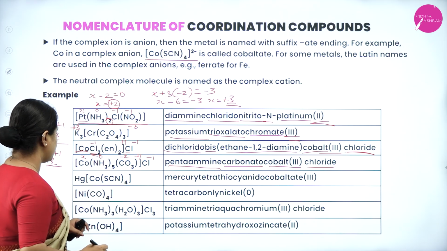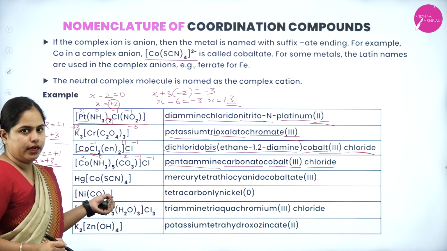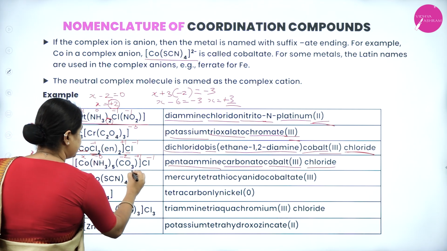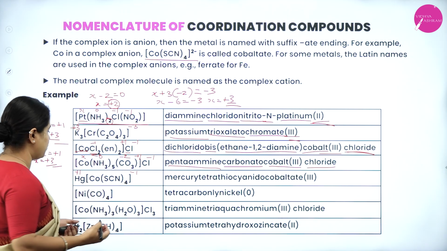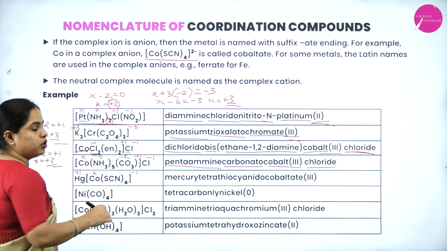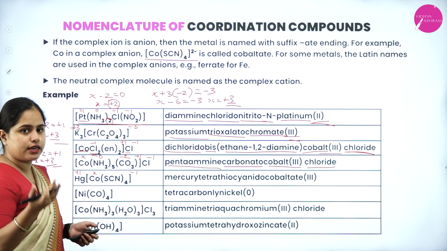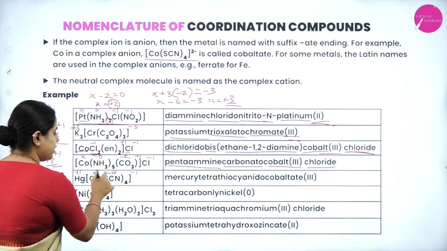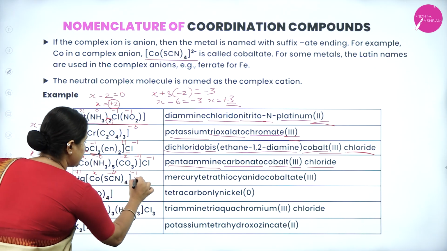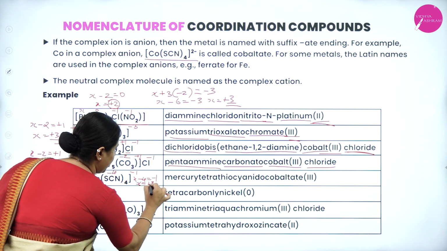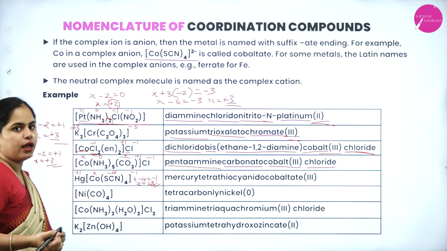Hg[Co(SCN)4]. Okay. So it is mercury here. Mercury contributes +1, and hence the coordination sphere will get -1 charge. So oxidation number of cobalt we don't know, we keep it as X. And thiocyanate contributes -1, right? It is an anionic monodentate ligand. So how many are there? 4 are there. So it will get a charge -4. So X - 4 will be equal to -1. So X will be equal to +3, right? Oxidation number will be +3.